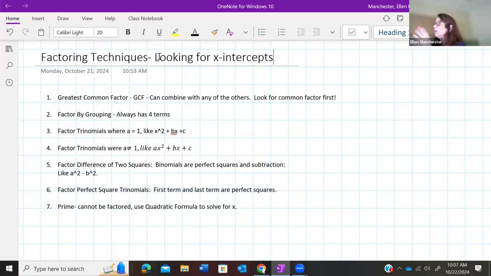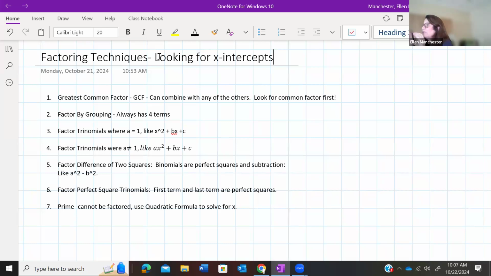So what we're going to do is we're going to cover all the techniques, and then I'm going to show you using those techniques how to get the x-intercepts, how to solve for x. But we need to know how to factor first, and then the solving part is just a very easy step to do. Okay, so the first one we already did, greatest common factor.